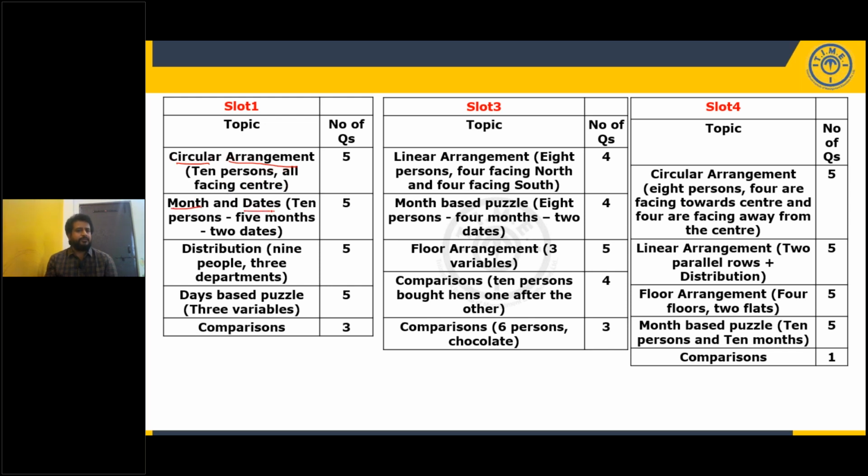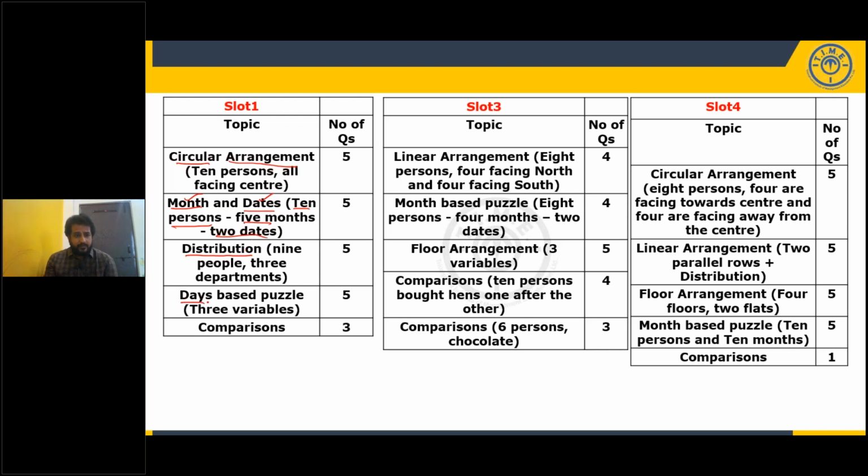Months and dates, months related questions. Months along with the dates are given, with 10 persons total, 5 months and 2 dates. Generally, up to 2018-19, they used to give 8 persons, 4 months and 2 dates. But this time they slightly increased the level of difficulty to 10 persons. This distribution is as usual, no big surprises, as expected.